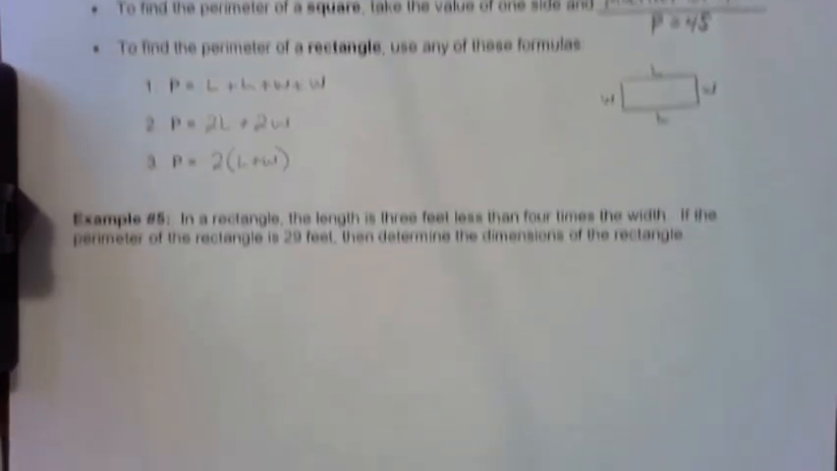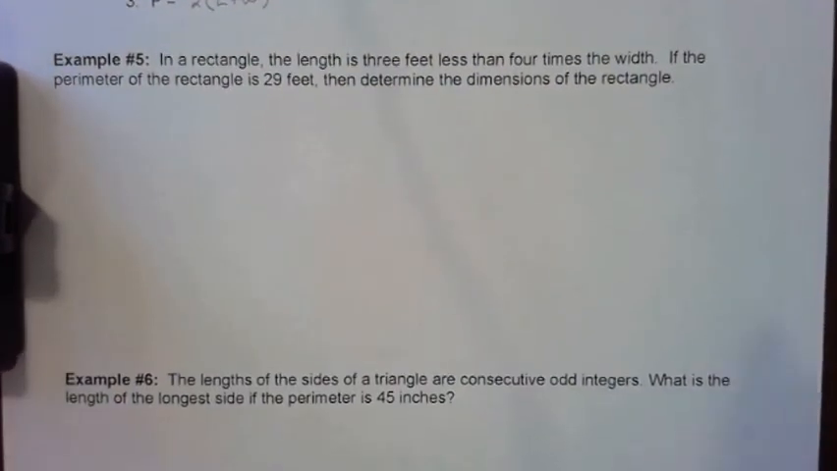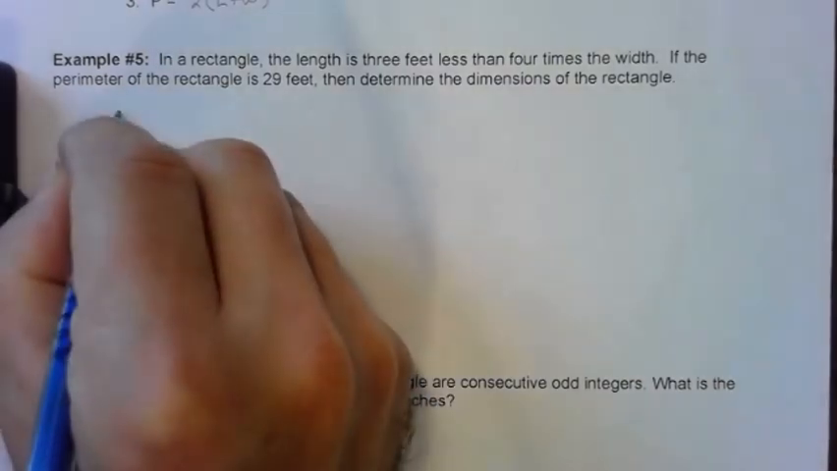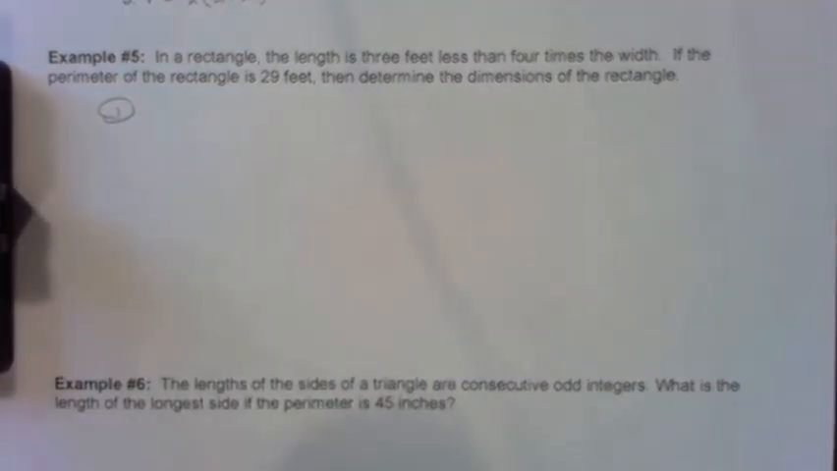Moving down here, it says that in a rectangle, the length is 3 feet less than 4 times the width. If the perimeter of the rectangle is 29 feet, then determine the dimensions of the rectangle. Again, with our word problems, the first thing that we're going to do is write a let statement.